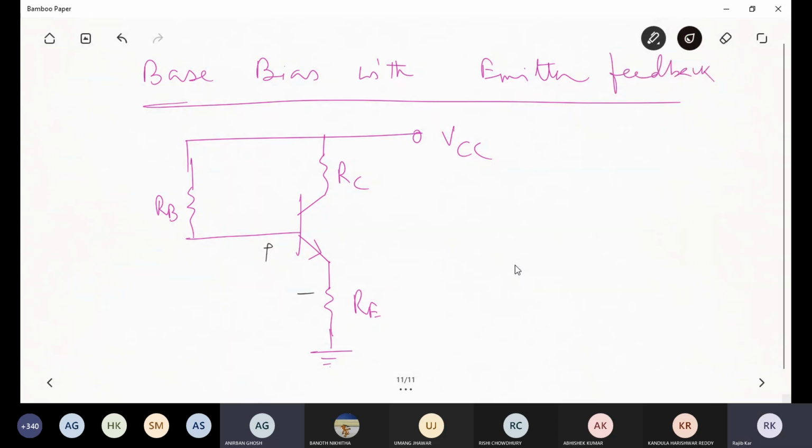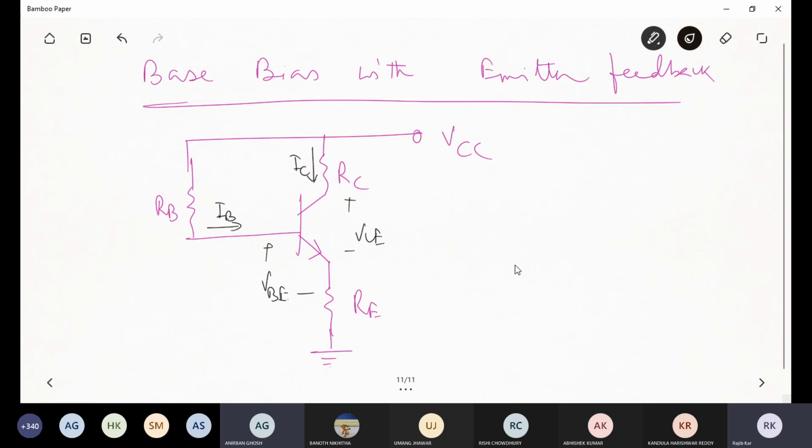This is VBE. Again, you have to take it in a very similar way: take the input loop and the output loop, and find out the value of IB. Once you know IB, take the output loop and you can calculate the value of IC. And IC and VCE together will give you the DC operating point.